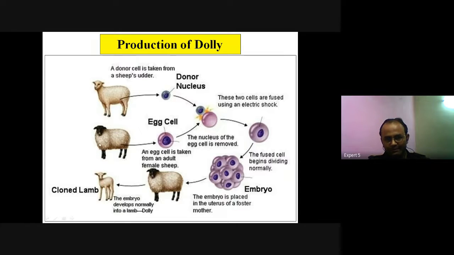In the production of Dolly, the male part is missing, meaning Dolly was produced only through the female part. No male gamete is involved. Generally only the female gamete under particular conditions is used, and then Dolly was produced.